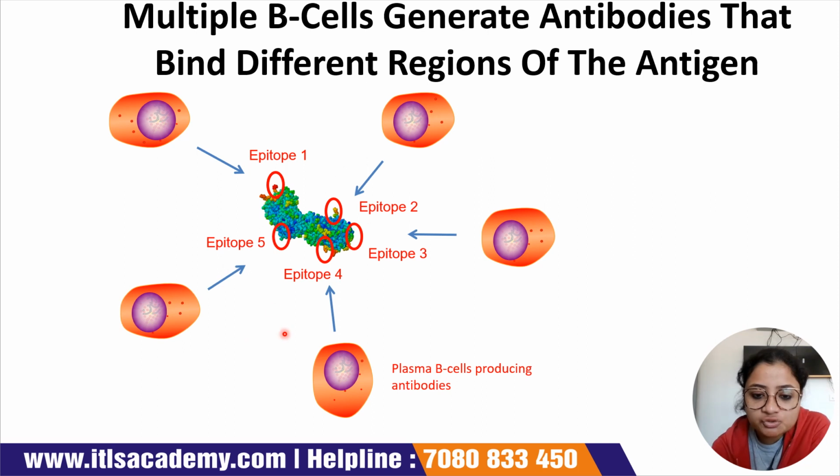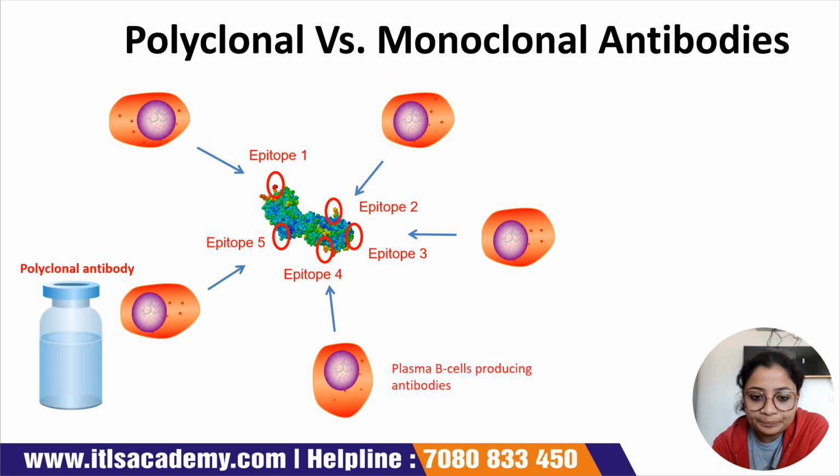See, over here we are showing only one antigen. Okay. Now, in this one antigen, there are 5 different epitopes. This is epitope 1, this is epitope 2, this is epitope 3, this is epitope 4, and this is epitope 5. Okay, now there are multiple different B cells which will produce the plasma cells, and thereby the antibodies, which will come and bind to the different epitopes to begin the process in the first place. Okay.